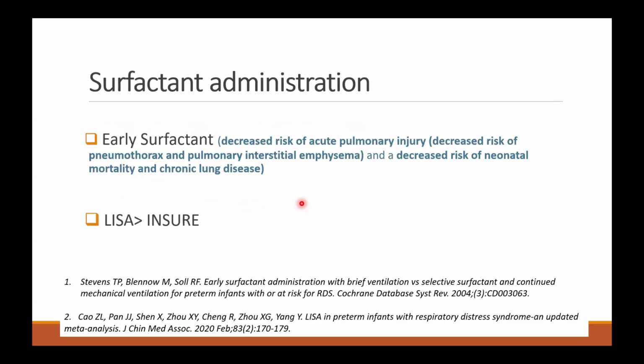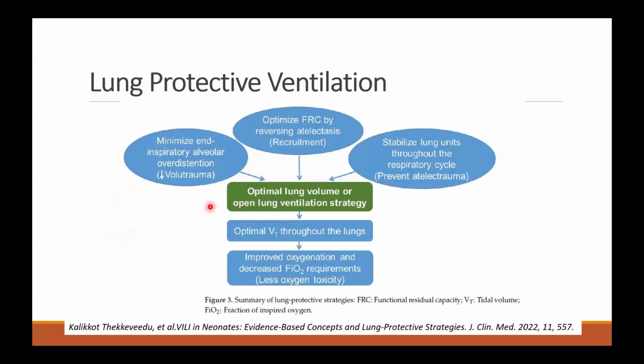When it comes to surfactant administration, we know that early surfactant has a great role in improving the respiratory outcomes of these tiny fragile humans. So it decreases the risk of acute pulmonary injury, air leaks, both pneumothorax and pulmonary interstitial emphysema, and ultimately leads to decreased risk of neonatal mortality or chronic lung disease. Among the various methods of surfactant administration, less invasive surfactant administration techniques, LISA, MIST, have been found to be more useful when compared to the INSURE technique. Then we have lung protective ventilation.